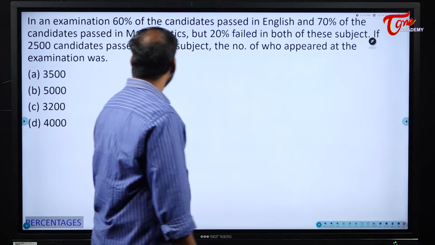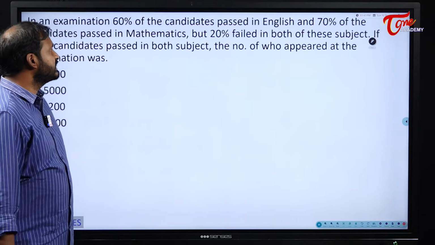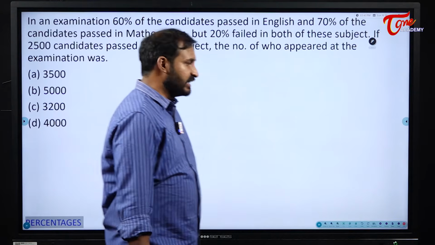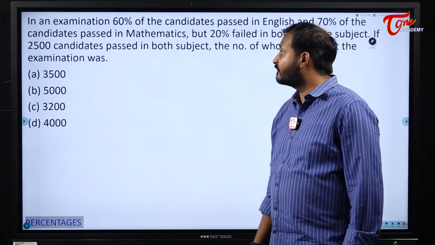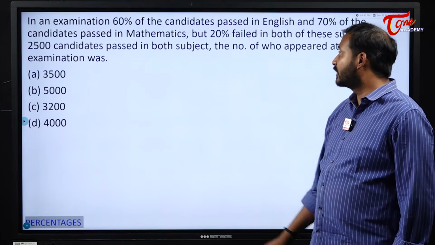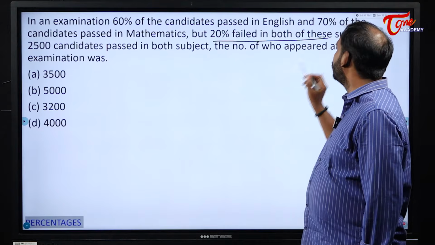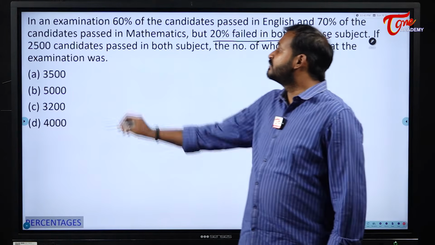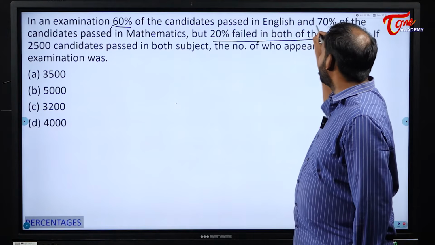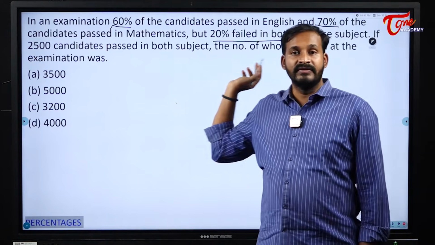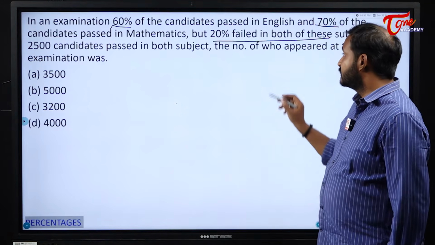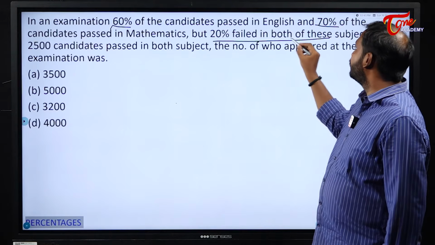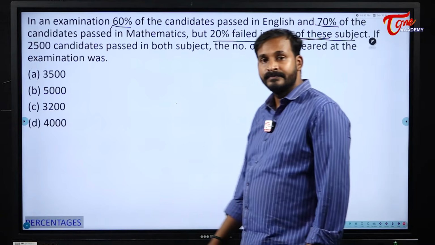Next one. In an examination, 60% of the candidates passed in English, okay, 70% of candidates passed in mathematics, okay, but 20% failed in both of these subjects. Please be careful. Here he spoke about the pass percentage and pass percentage and suddenly he gave us the failed candidates. So 20% failed in both of these subjects, right?